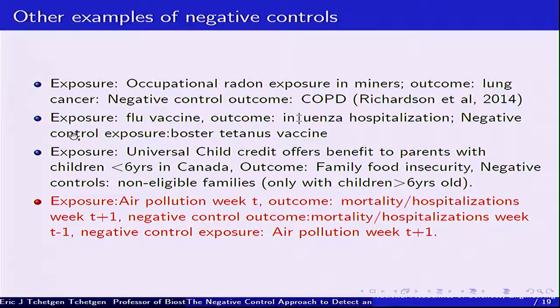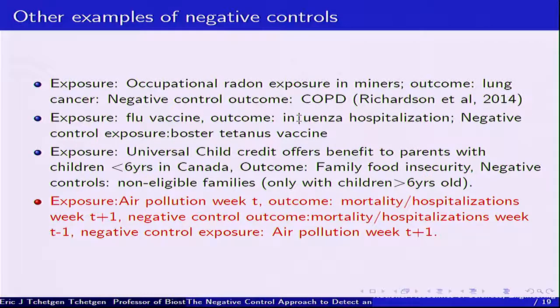So far I've only talked about using negative controls for detection of unmeasured confounding, and you might naturally ask, could they ever be used once you've actually found evidence of unmeasured confounding?